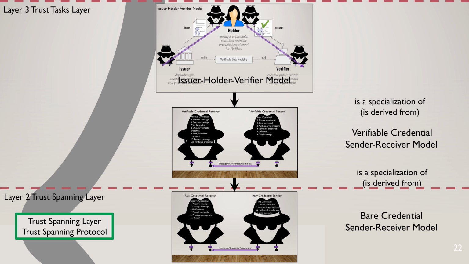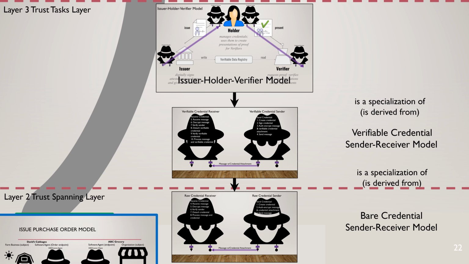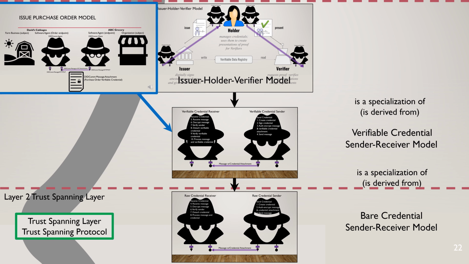So how does this fit in to the hierarchical taxonomy of verifiable credential sender-receiver models? Well, if we look at the issue purchase order model, it's really just almost the same as the left side of the issuer holder verifier model. So the issue purchase order model is just yet another specialization or derivation of the verifiable credential sender-receiver model.